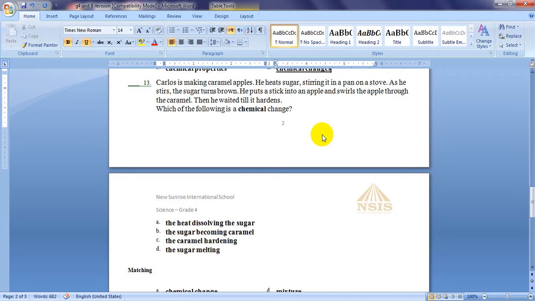A chemical change again will form one new substance. Which of these will form one new substance? The heat dissolving the sugar, becoming caramel, the caramel hardening, the sugar melting. Of course, it will be letter B, because sugar will change into one new substance which is completely different from the original one.